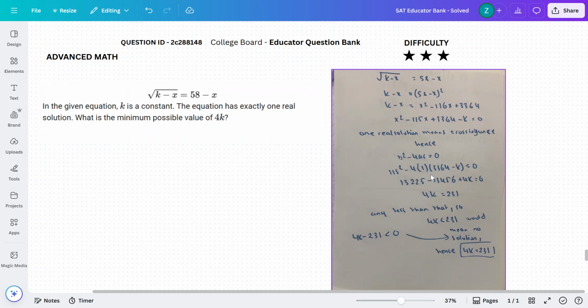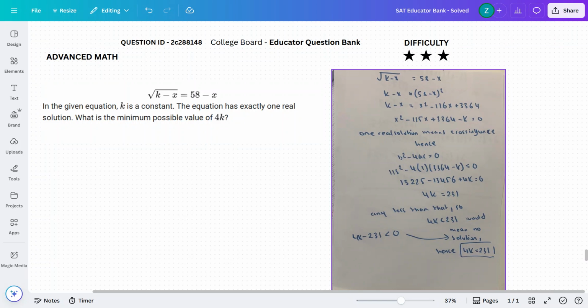Hence, when I use b squared minus 4ac is equal to 0, I solve for k with all this algebra going around here, and I get 13,225 minus 13,456 plus 4k is equal to 0. Now shifting my non-coefficient values to one side, I get 4k is equal to 231.